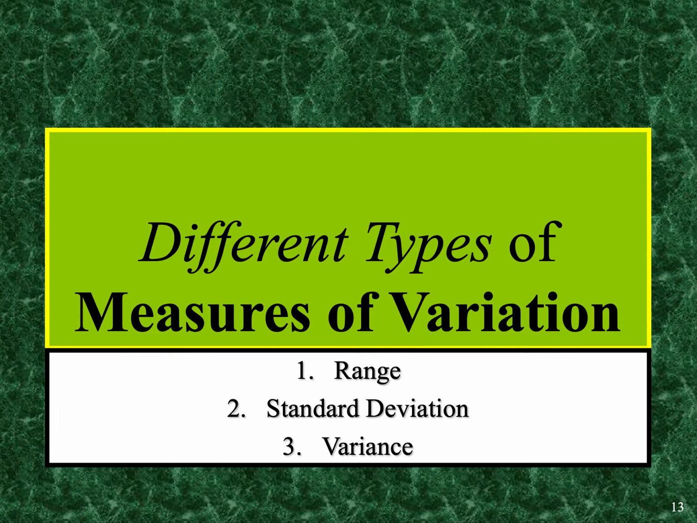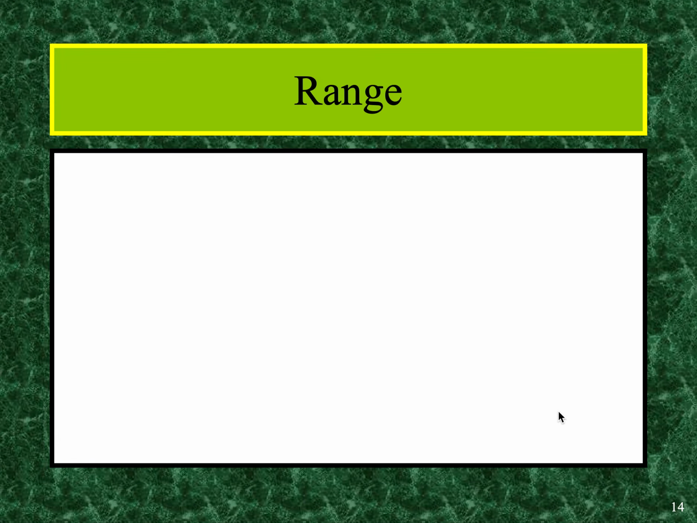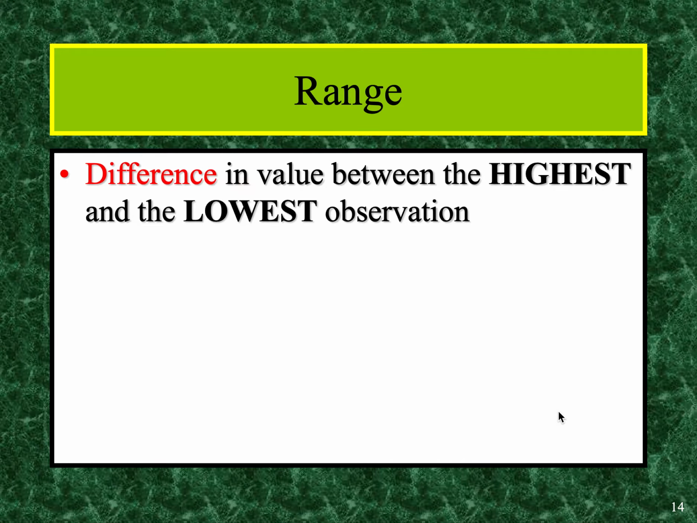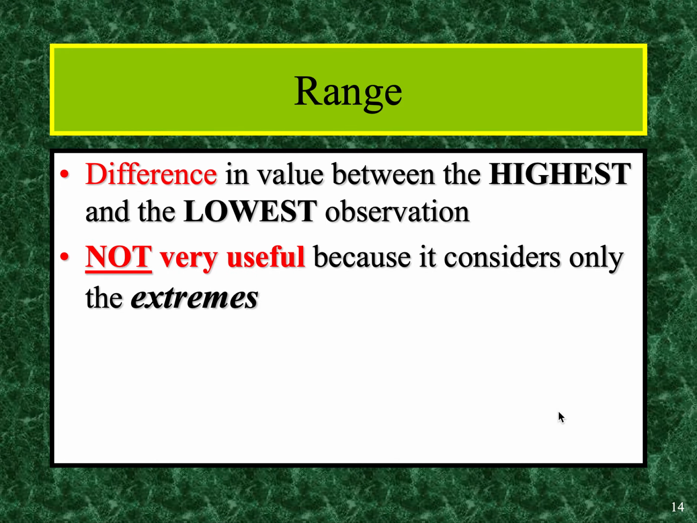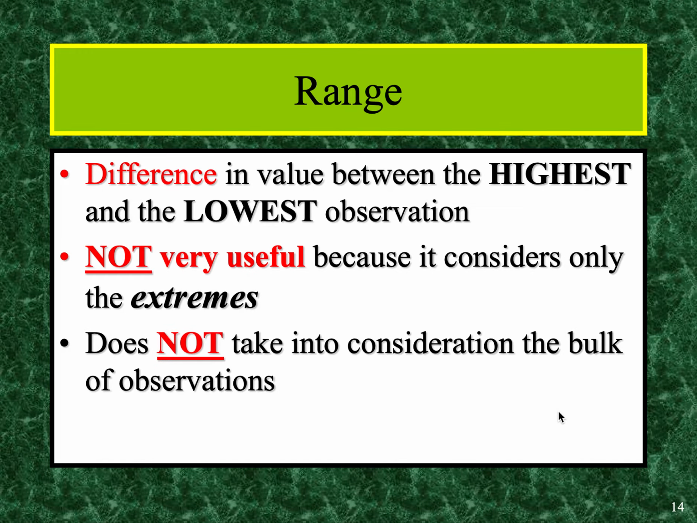So there's actually a lot of them. We have the interquartile range, the mean average deviations, and such. But we're going to focus on the three, which is the range, standard deviation, and variance. They're pretty much the ones which are popularly used. So we're going to start with the range. The range is just literally the difference between the highest and the lowest observation, or the highest and lowest value. That's just a simple subtraction. This is not very useful because it considers only the extremes, and it does not take into consideration the bulk of observations, which is mostly in between.